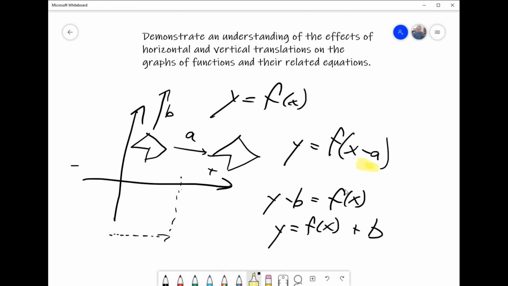X minus a will shift you a units right, and y minus b will shift you b units up. And these are the translations that we are going to be dealing with as the first of several types of transformations of a function, where you take one function, make some changes, and turn it into a completely different function.